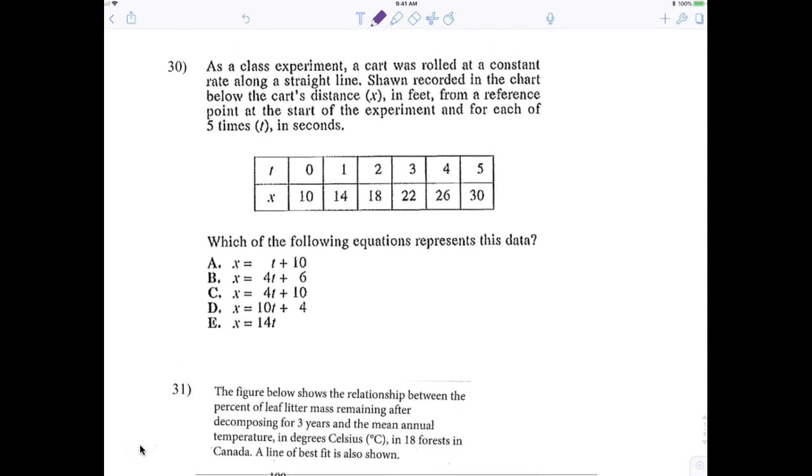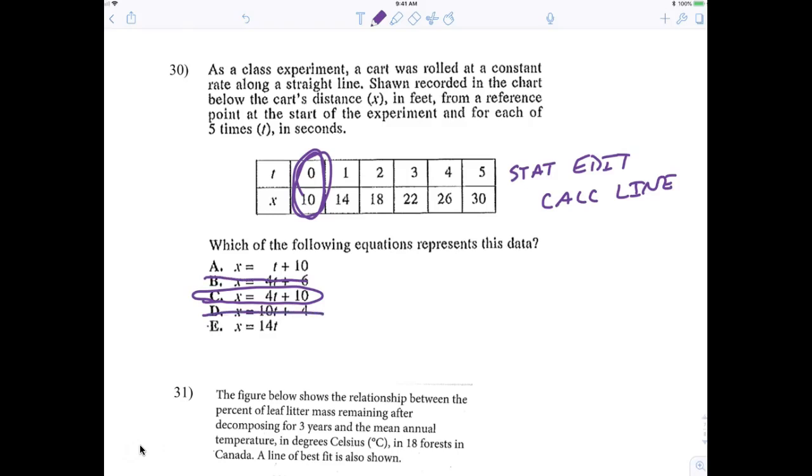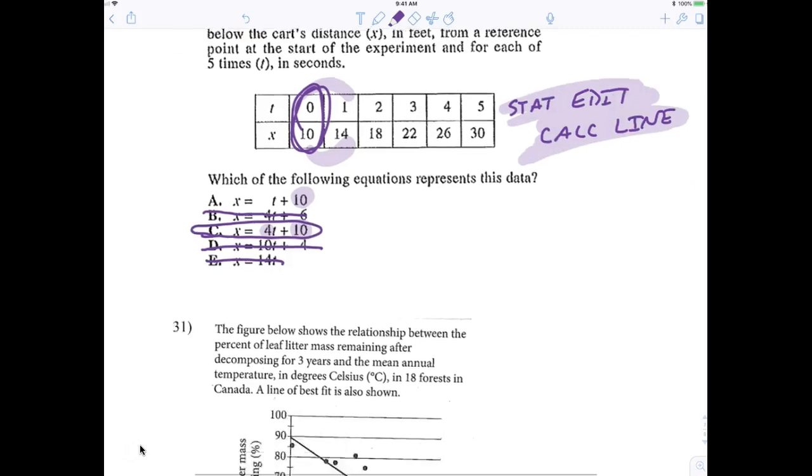Now on this one right here, you can type this in your stat edit and then calculate the line. And I believe it was C. Part of me knew it was C because the y-intercept is 10, so I knew it couldn't be B, D, or E. The y-intercept is 10 here and here. Now it's just a matter of checking the slope. Up 4 over 1, so I knew the slope had to be 4. But that's a good problem to practice on your calculator.